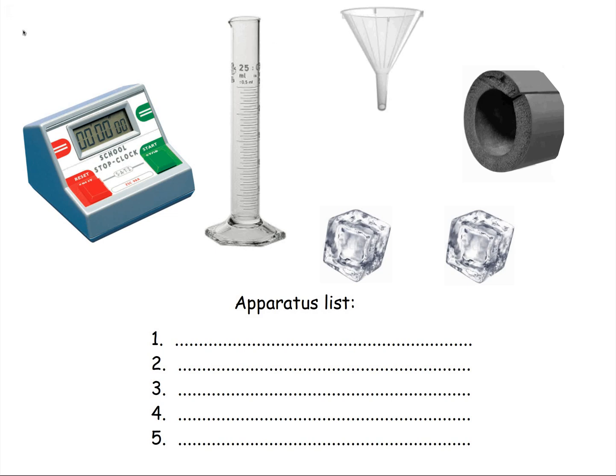So the first thing that we need to do is write down our apparatus or equipment list. We have on the left hand side a stopwatch, a measuring cylinder, a funnel, a piece of clothing and 2 ice cubes. You will be mentioning all of these bits of equipment in the method.